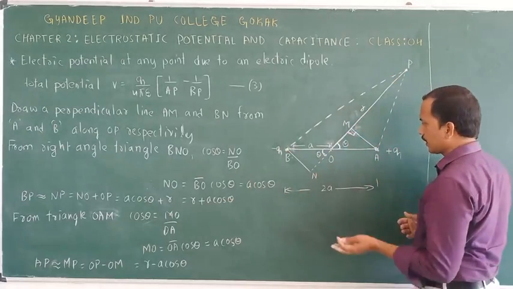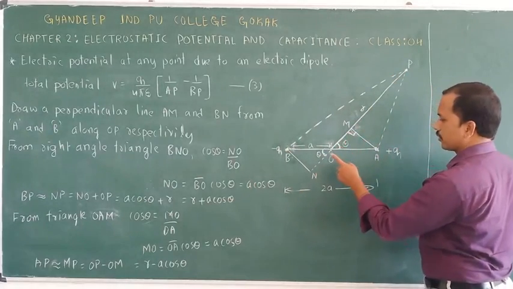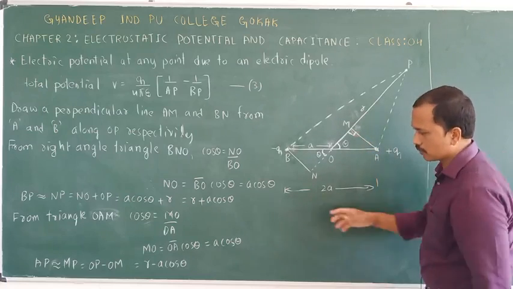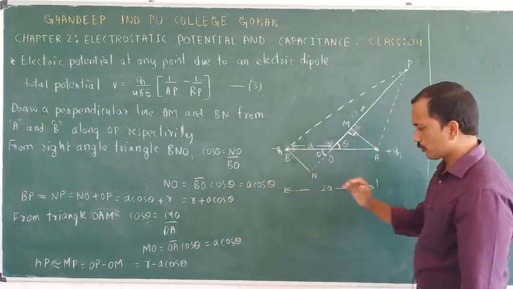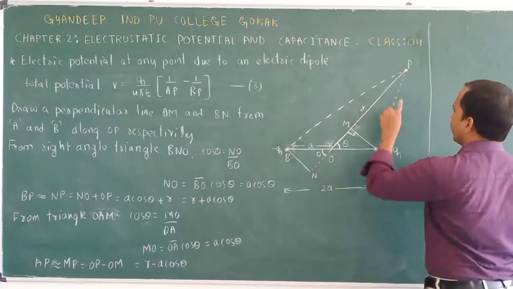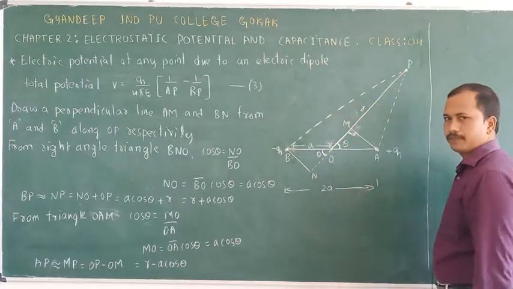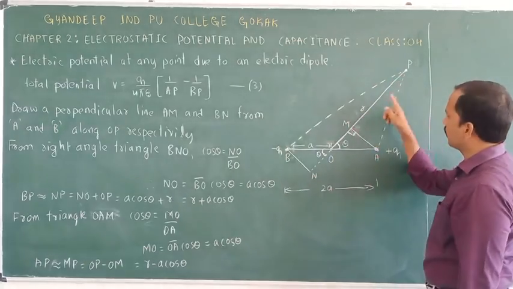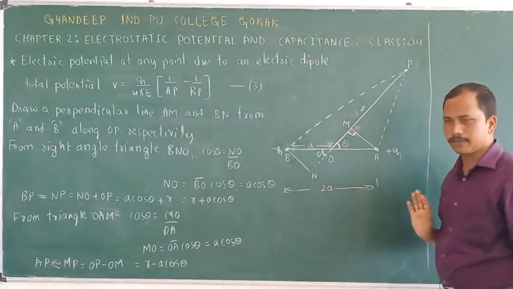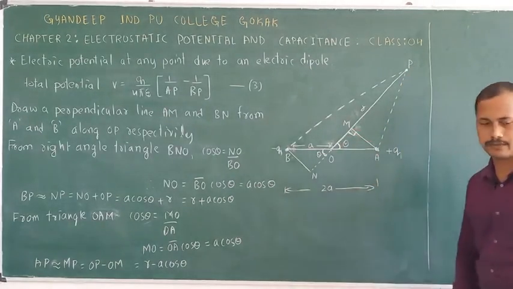You have to write a line over here. Second case, the cos function: from triangle OAM, cos theta is MO by OA, so you get the value of MO. So MP is equal to OP minus OM, and AP is the same as MP.